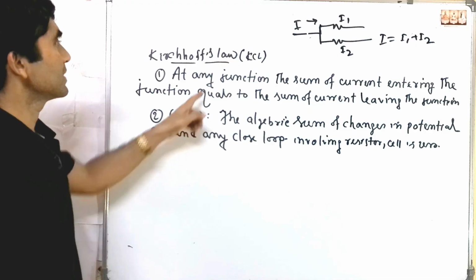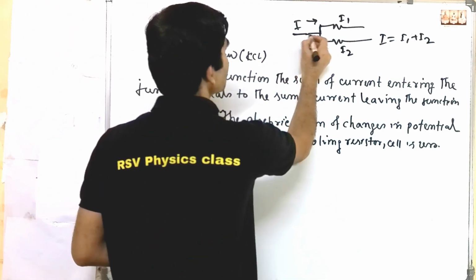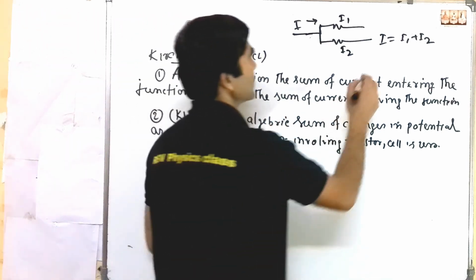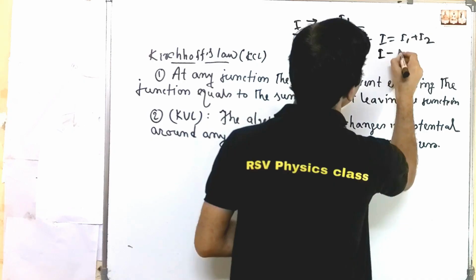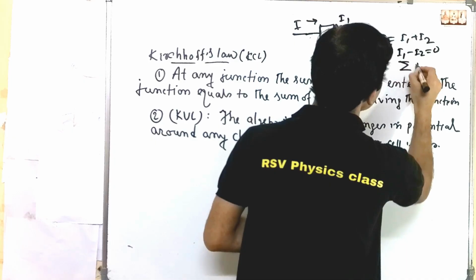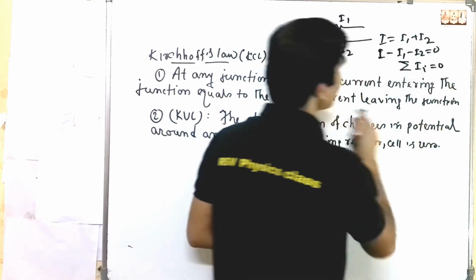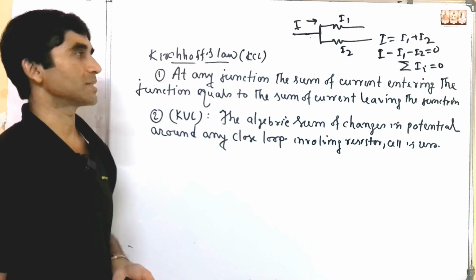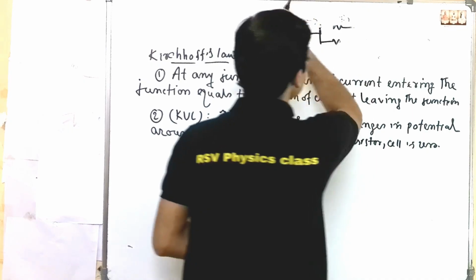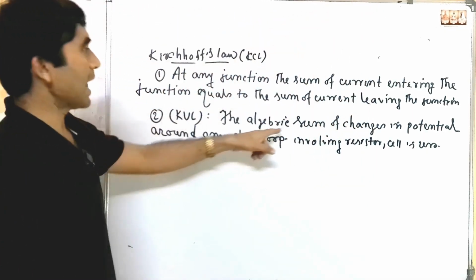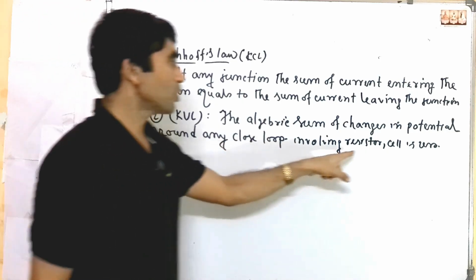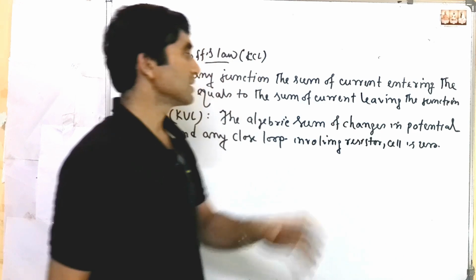So the current entering the junction accumulates here. So as much current enters here, that much current will leave the junction. So here I minus I1 minus I2 equals 0, and in that form you can also write summation of I equals 0 at that junction. Okay. Now Kirchhoff's voltage law. What is it telling? The algebraic sum of changes in potential around any closed loop involving resistance and cell is 0.